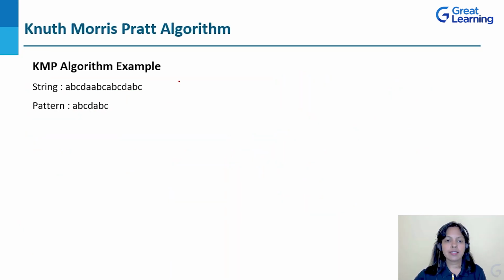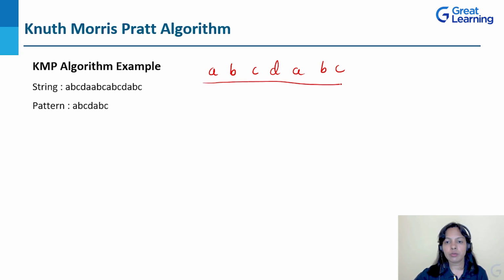Now let us see the example of KMP algorithm. As I already explained what is LCS and what is prefix table, that prefix table is going to act as an input to the KMP algorithm. So the given string is this one and this is the pattern. So first step would be to construct a table, the LCS, right? Or a prefix table. So to construct that, let us take the pattern. So A, B, C, D, A, B and C. Okay. So how to construct the table?